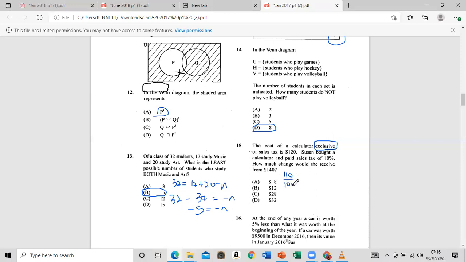Guys, if you add tax, you pay more, all right? So 11 times 12, that's 132. So they ask how much change would I get, right? So it's 140 minus that to be your change. Everybody can calculate change. So it's $8.